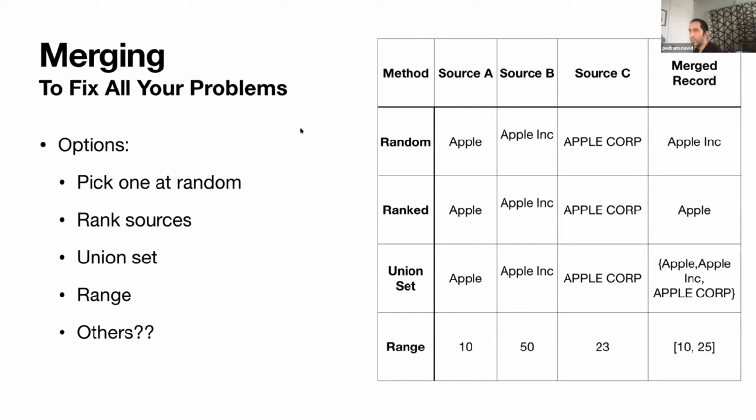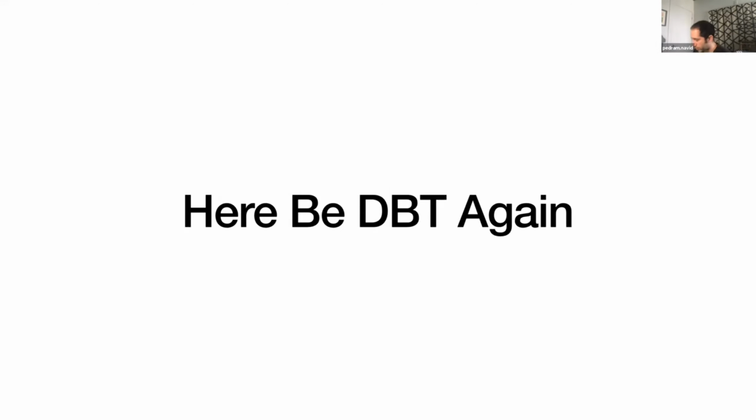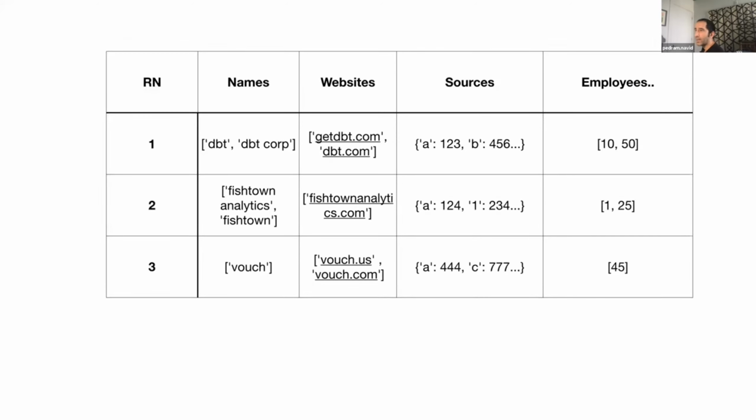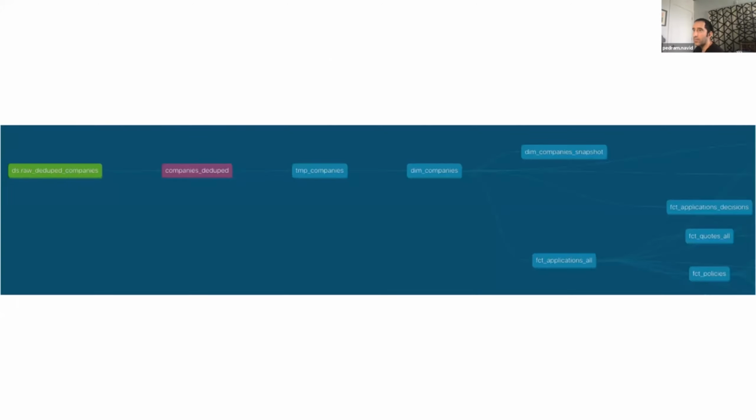And then when you're done merging, you think you're done, but you're not quite there yet. You still have one last step. We decided to do union set because we're lazy data scientists who don't like making decisions. And so we've got names and websites and sources and employees. The only thing missing is to bring it back into DBT. So we were in Python, we made a nice table. It looks like this. We upload that into DBT.